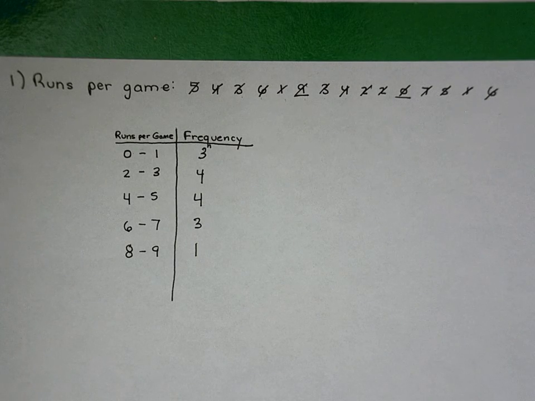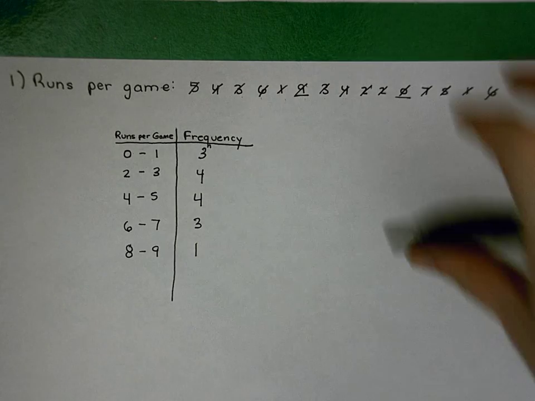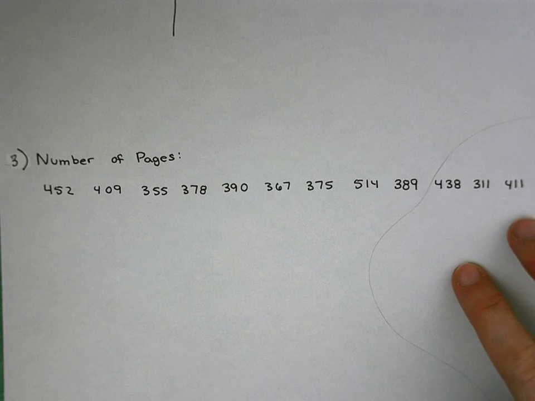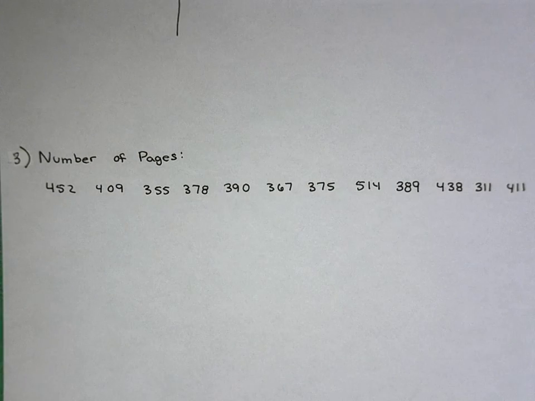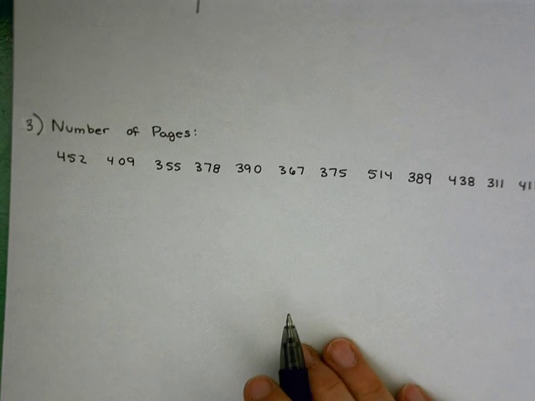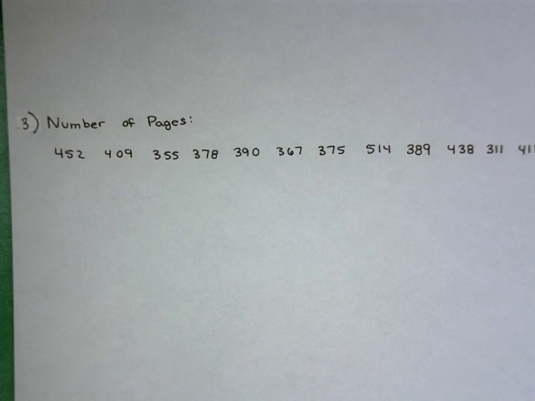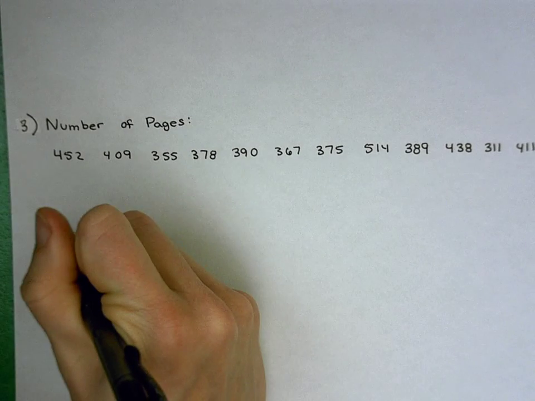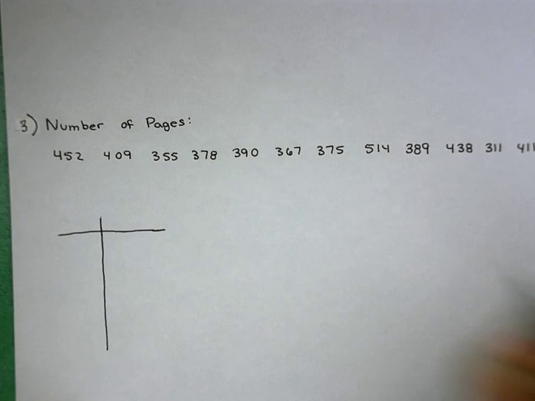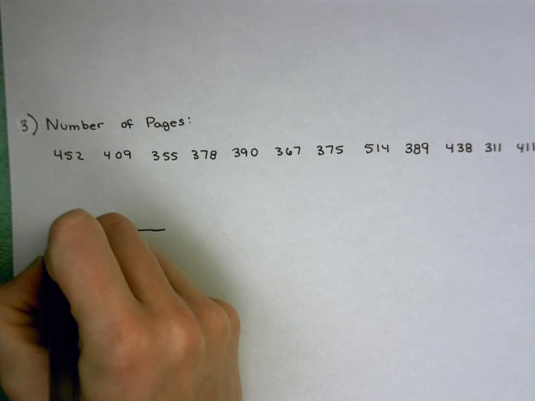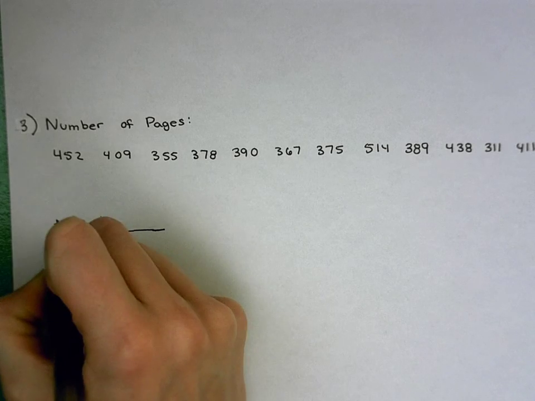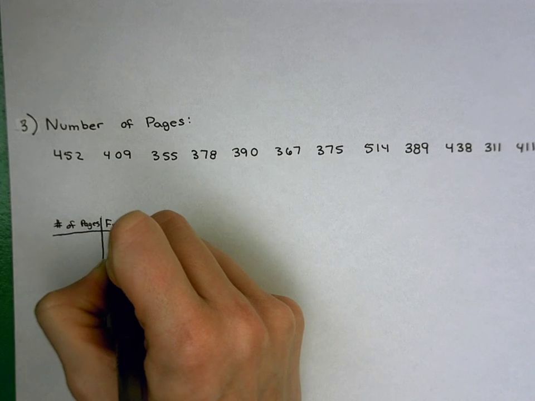Okay, number 3, sliding up here. Number 3, we were asked to use the data to make a histogram. Okay, and so to make our histogram, we're going to start with first making our frequency table. Okay. So I've got here my 2 columns. We have a number of pages, and we have frequency.